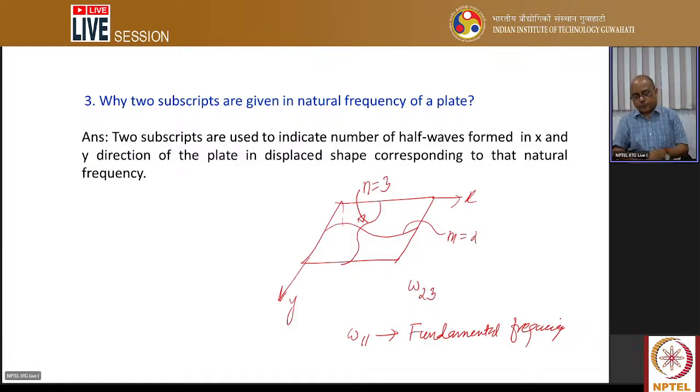So for a plate, it is always meaningful to attach two subscripts for the frequency.